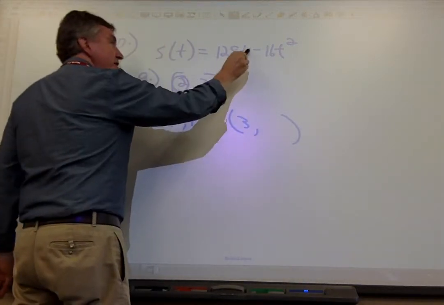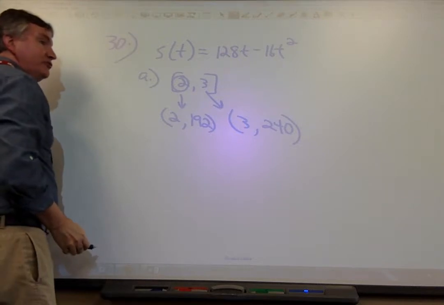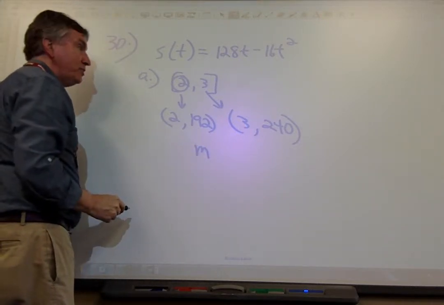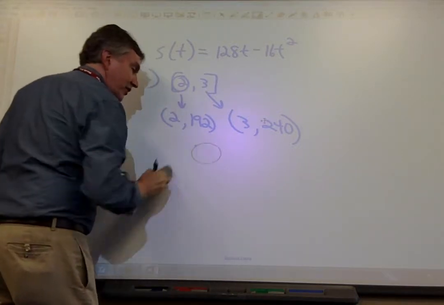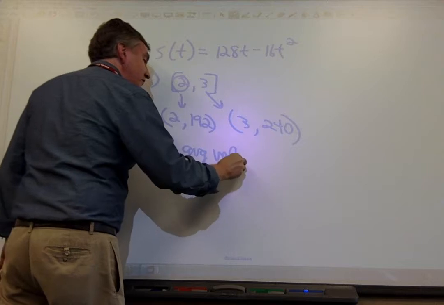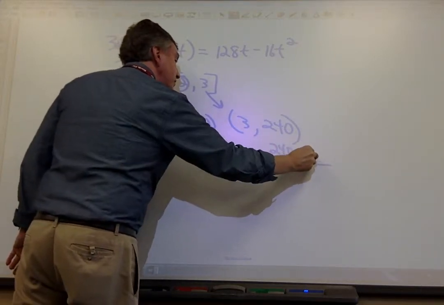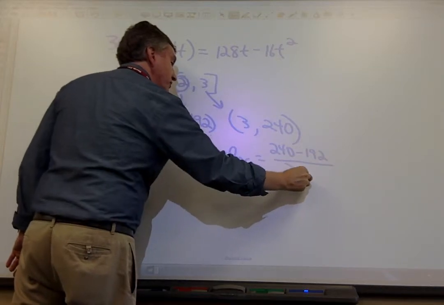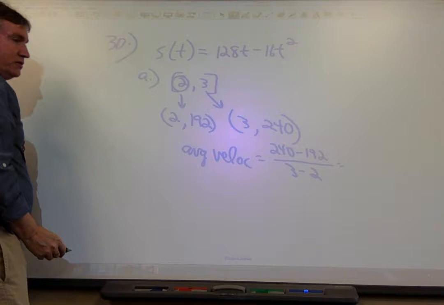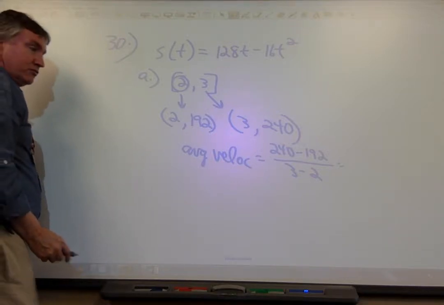So if I plug 3 here and here, the distance, the height is 240. The rest of it's just finding the slope. That would be the average velocity, and I'll call it that. The average velocity would equal 240 minus 192 over 3 minus 2. And that's going to be 48. Is that correct? Yeah.